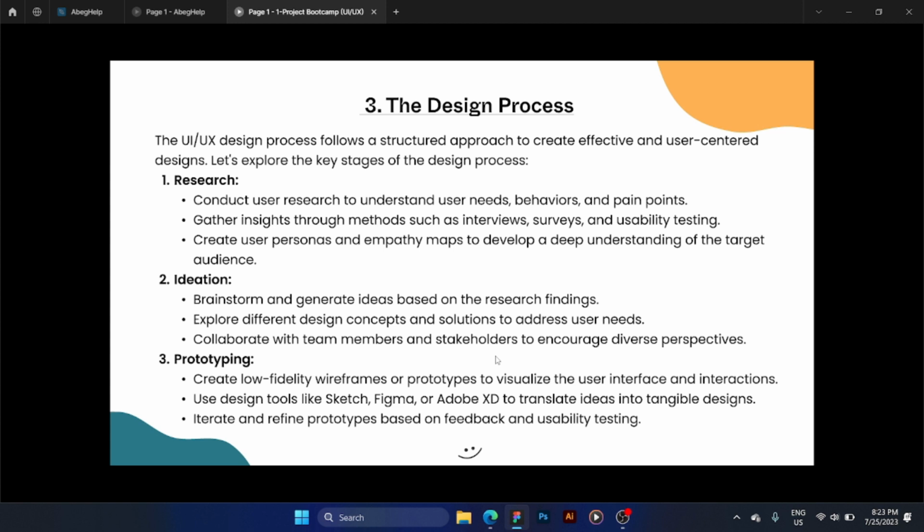So another thing we go through in the design process before we come up with the real thing you're actually after, that is the user interface, is ideation. So ideation is that we brainstorm.